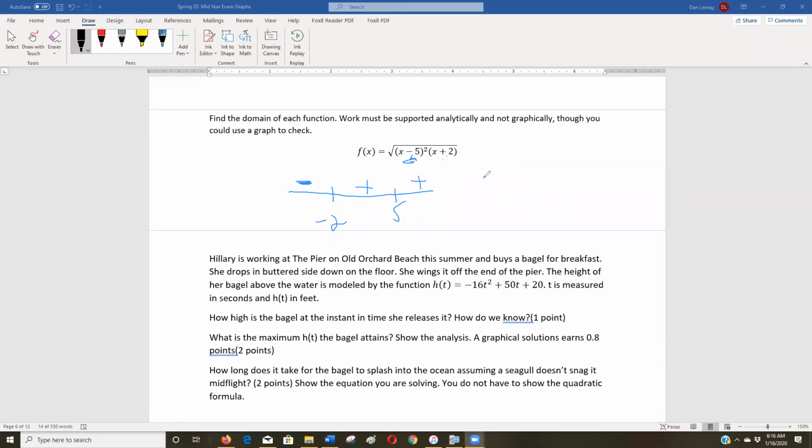So what's the domain of this function? Well, from -2 until 5. And I'm sorry, not until 5, to infinity.